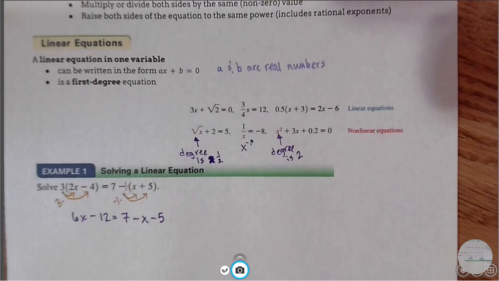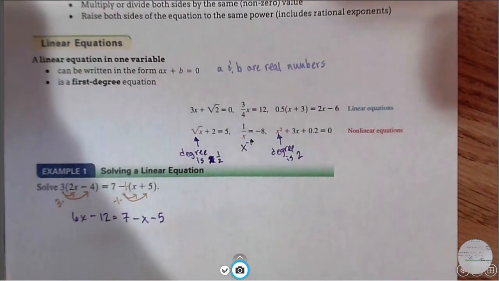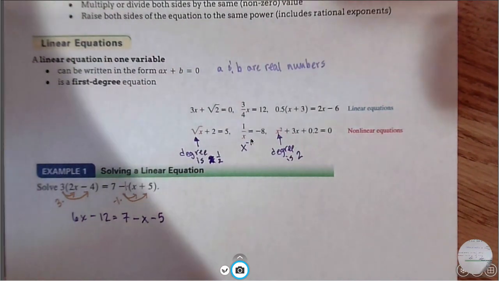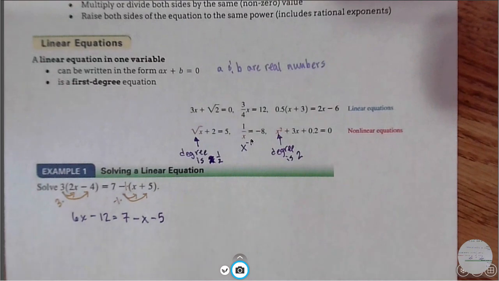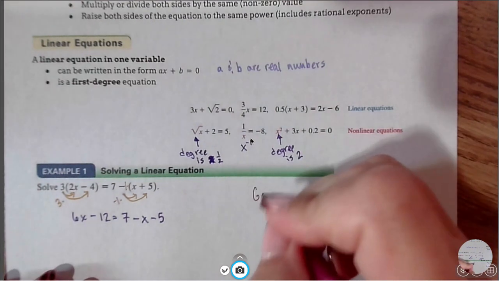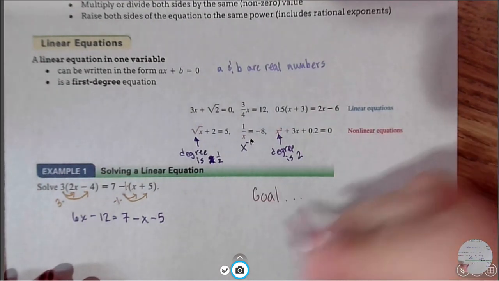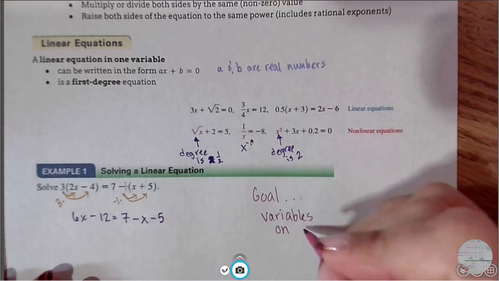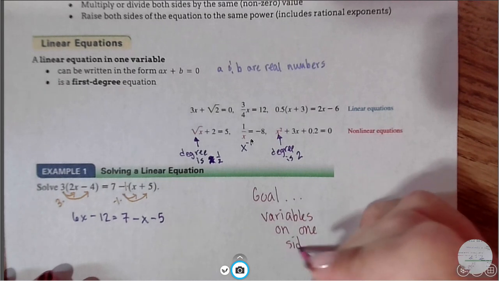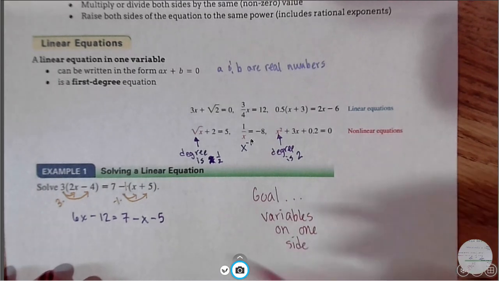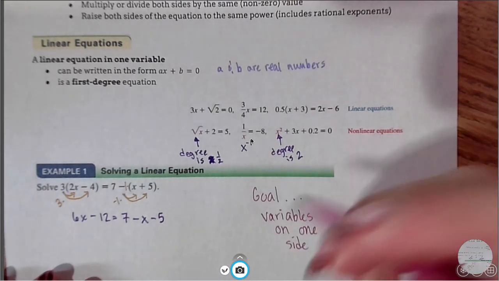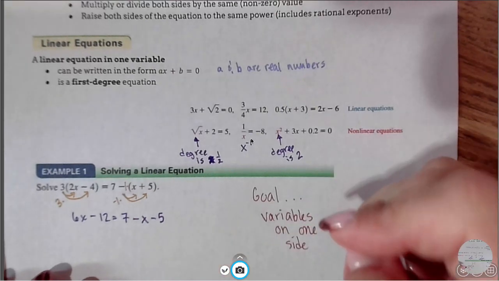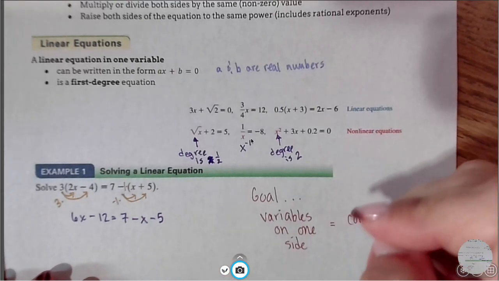Now to solve a linear equation, what I want to get is all my variables on one side and all my numbers on the other. So that's kind of the goal of where we're headed. So we want variables on one side, and that's really only going to be one variable because it's a linear equation. It has only that x in it, and then constant terms on the other.